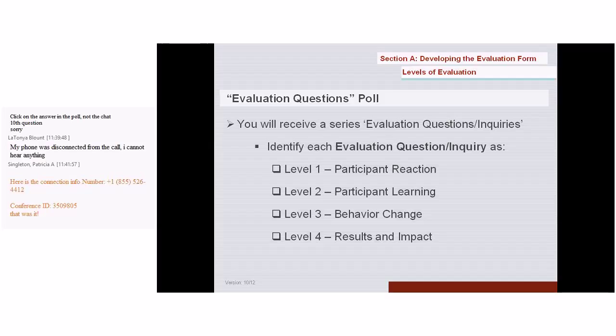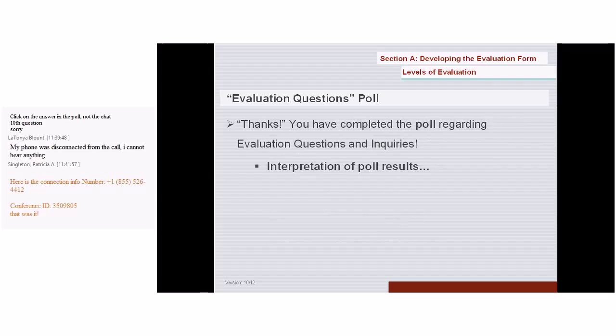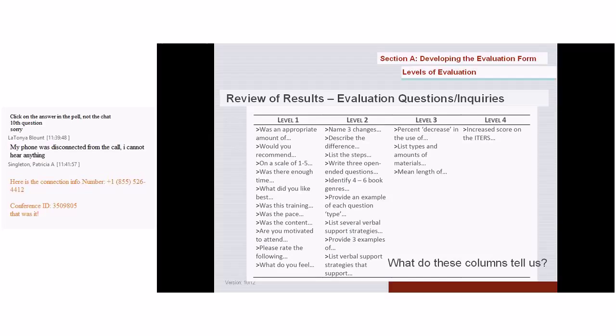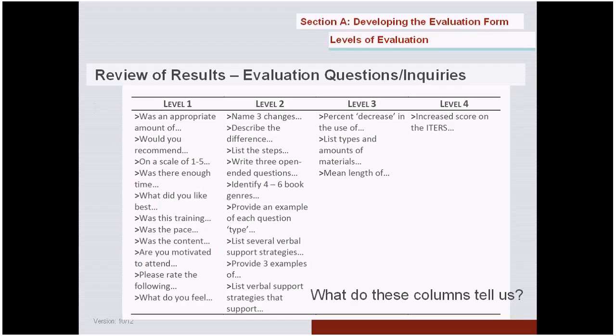All righty. So that was the poll. And I want to thank you for completing the poll. And let's take a look at the poll results. Okay. This graph is a visual representation of the questions and inquiries that were submitted. By just looking at this visual, what do the columns tell us? What are the implications to us as trainers? What do these columns tell us in terms of how we look at level 1, level 2, level 3, and level 4?